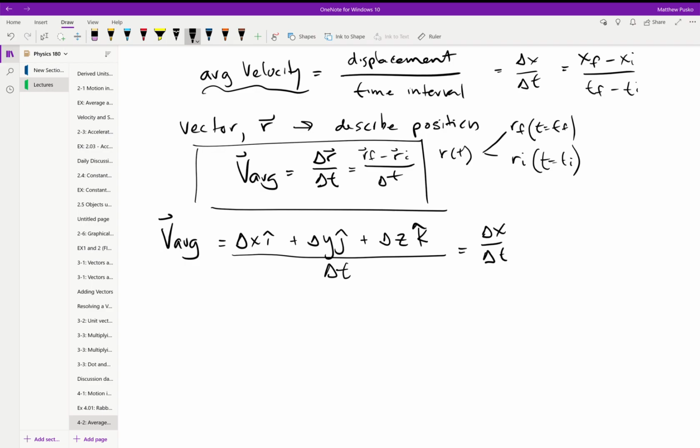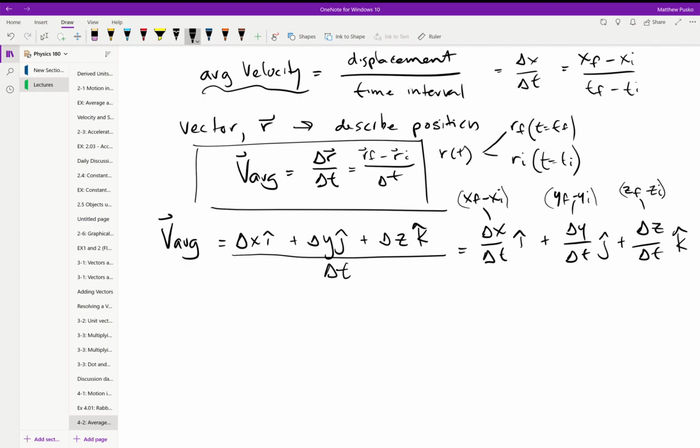So if we broke up the x motion, it would be delta x over delta t in the i, and delta y over delta t in the j, and delta z over delta t in the k direction. Alright. And don't forget, each one of these deltas is a final minus initial. So what does that mean? We need 2 points at least for each x, 2 points for each y, and 2 points for a z coordinate in order to find an average velocity over that time interval.